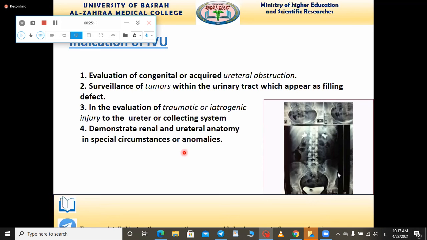One of the uses of IVU is anomaly. Sometimes individuals have double ureter or double anomaly in general: double ureter, double pelvis, double kidneys, because the IVU is very good in delineating the anatomy of the collecting system.